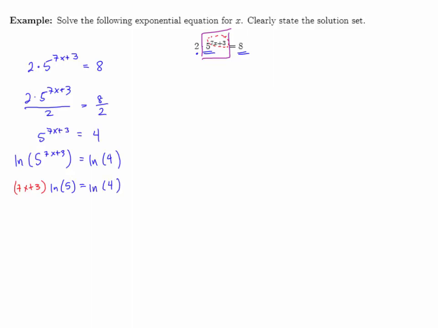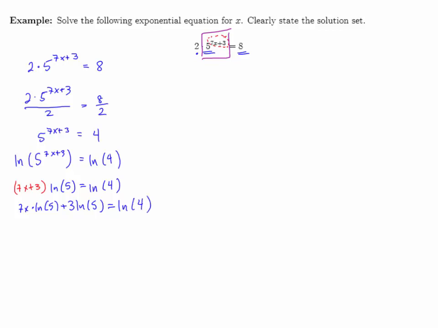So at this point, it's important to note that this equation is just linear. So I will expand it and solve for x. So we'll get 7x times the natural log of 5 plus 3 times the natural log of 5, and that'll be equal to the natural log of 4.